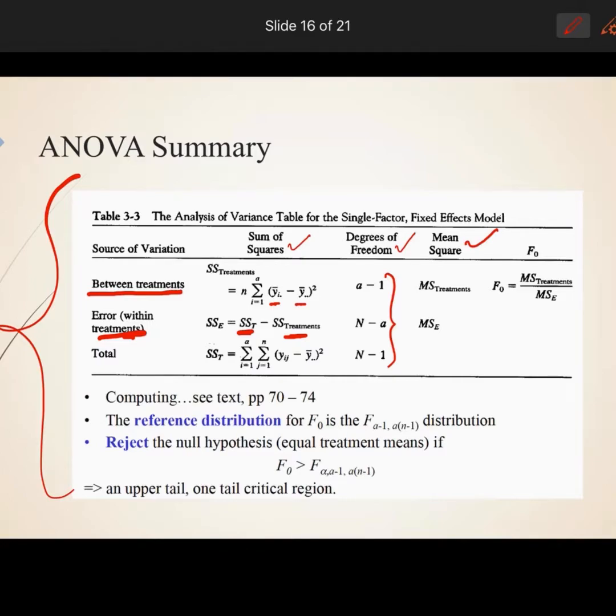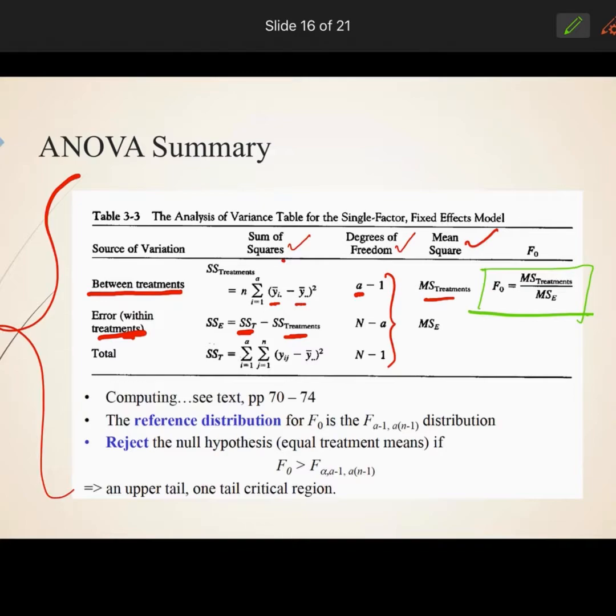And again, mean squares, we have seen how to calculate that. It's just dividing the sum of squares by the corresponding degrees of freedom here. So this is the most important thing here, the F statistic, which is nothing but a ratio of mean square of treatments by mean square of errors here.